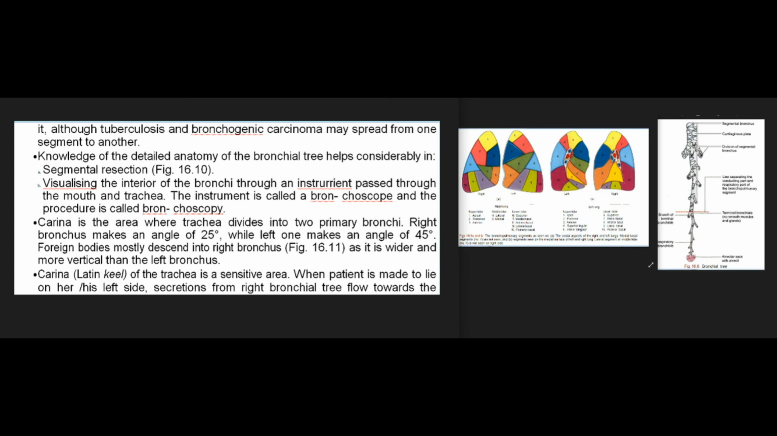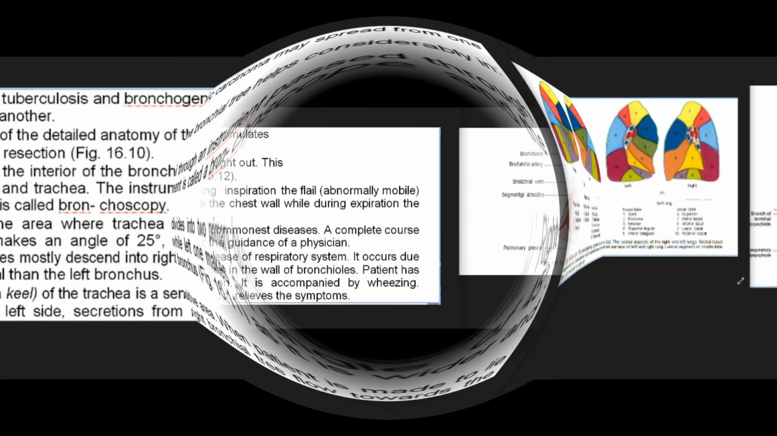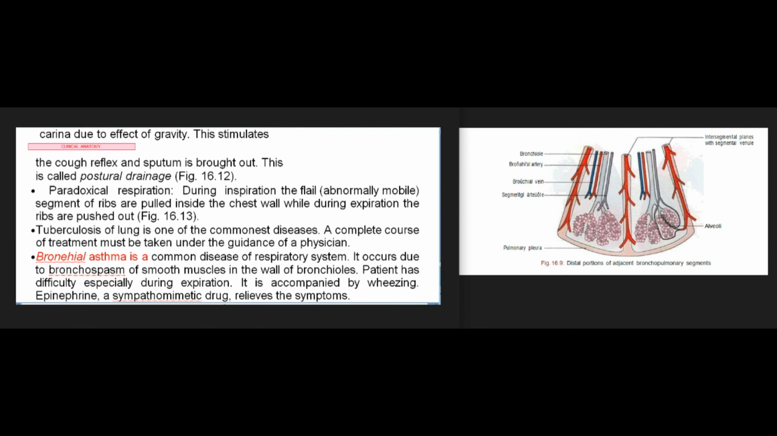Carina, Latin keel, of the trachea is a sensitive area. When patient is made to lie on her/his left side, secretions from right bronchial tree flow towards the carina due to effect of gravity. This stimulates the cough reflex and sputum is brought out. This is called postural drainage, Fig 16.12.